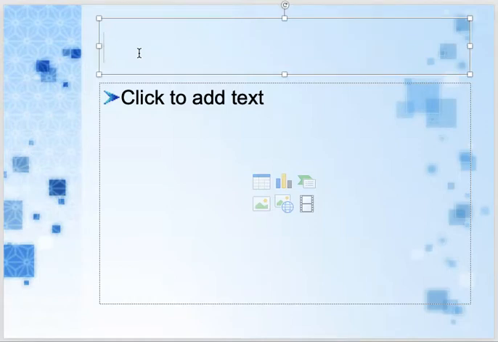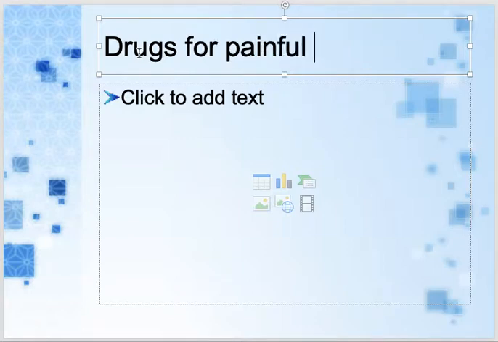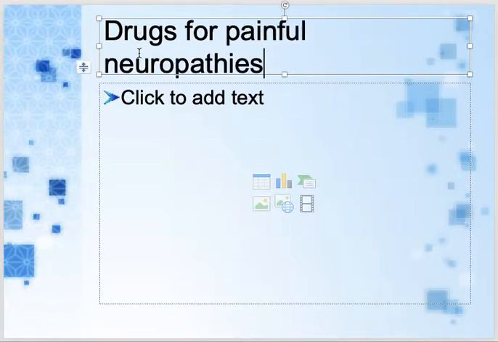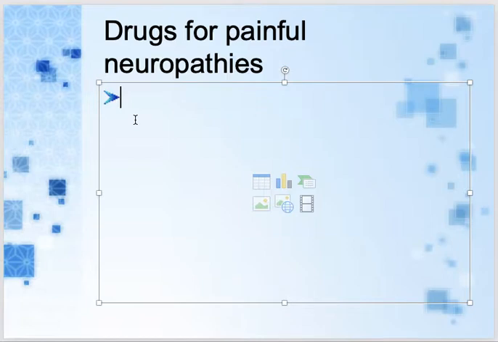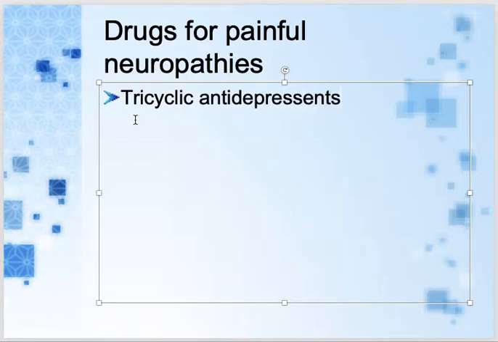Okay, so you can say the drugs for painful neuropathies. What are those drugs which we can use? Remember, tricyclic antidepressants can be given, like amitriptyline, nortriptyline, imipramine, drugs like this. We can also give serotonin and noradrenaline reuptake inhibitors like venlafaxine.